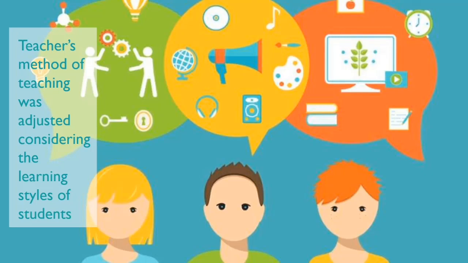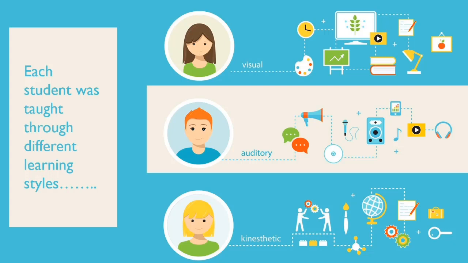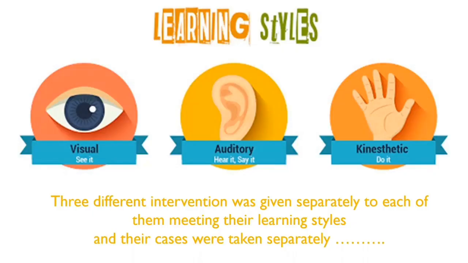Teachers' method of teaching was adjusted considering the learning styles of students. Each student was taught through different learning styles. As we know that there can be 3 kinds of learning: visual learning, auditory learning and kinesthetic learning. So that each student was taught through different learning styles. 3 different interventions were given separately to each of them, meeting their learning styles, and their cases were taken separately.